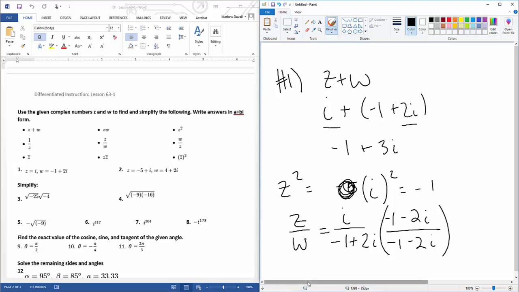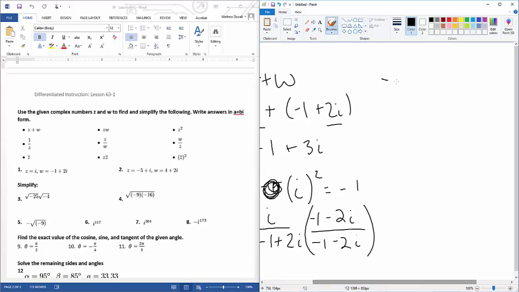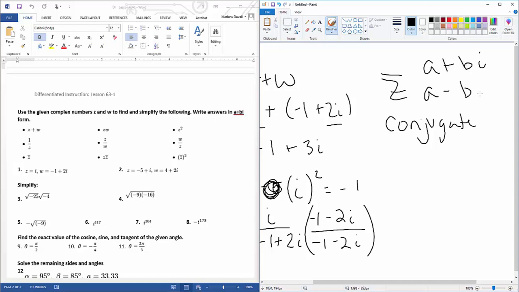The last little piece that we want to talk about is the bar. Z bar, that means the conjugate. So if you have a plus bi, the conjugate's a minus bi. If you have a minus bi, then your conjugate is a plus bi. So for z, right now it's just i, which is the same as 0 plus i. So my conjugate would be -i. And then the rest we can go ahead and perform and simplify some of these.